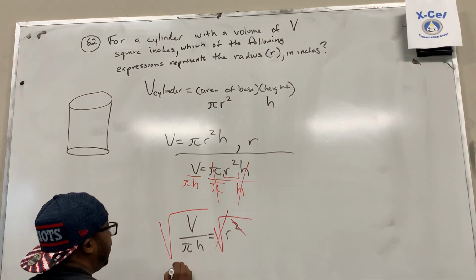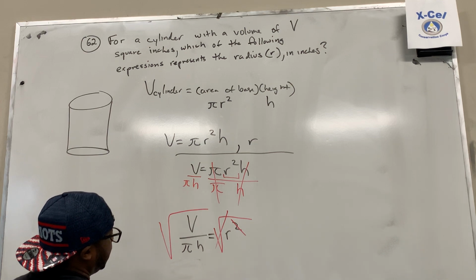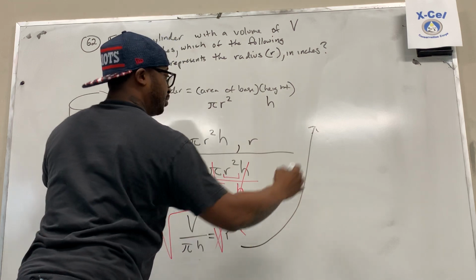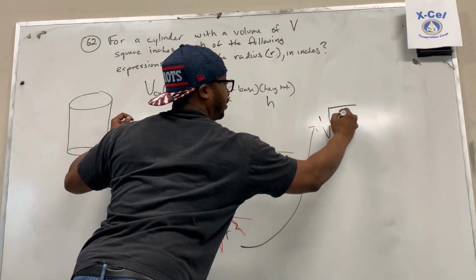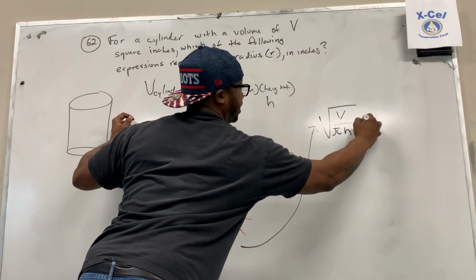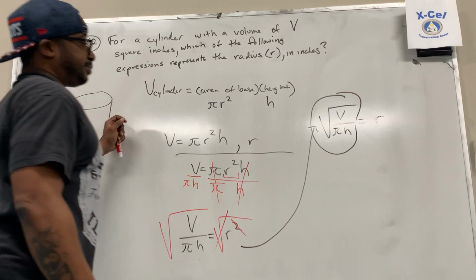So that means all of this over here, let me just bring this up over here. So now I have the square root of V over pi times H is equal to R. So this is going to be my answer.